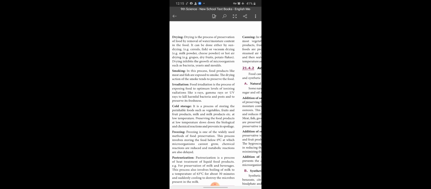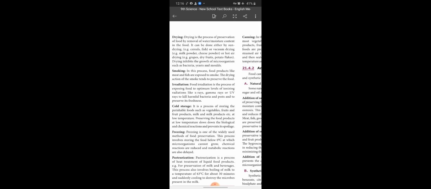There are various methods of drying. First one is sun drying, another one is vacuum drying, another one is hot air drying. Examples for sun drying are cereals and fish. Vacuum drying: milk powder, cheese powder. Hot air drying examples: grapes, dry fruits, potato flakes. Drying inhibits the growth of microorganisms such as bacteria, yeast and molds.